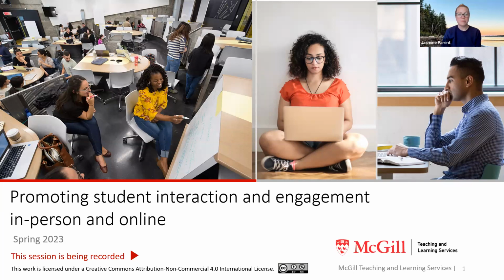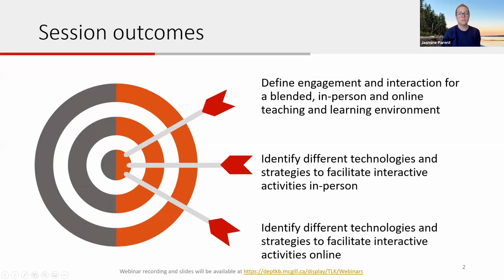And with that, we can move on to our session outcomes for today. We have a few outcomes or goals. Our first is to define what engagement and interaction mean in the context of in-person, online, and blended learning environments. We will also be identifying different technologies and strategies that you can use in all of these types of environments to promote engagement in your course.